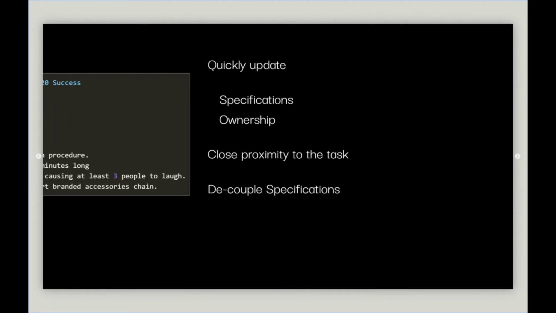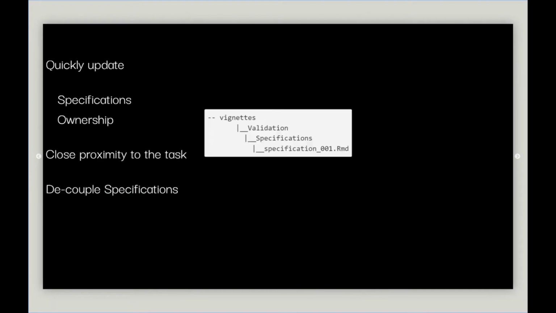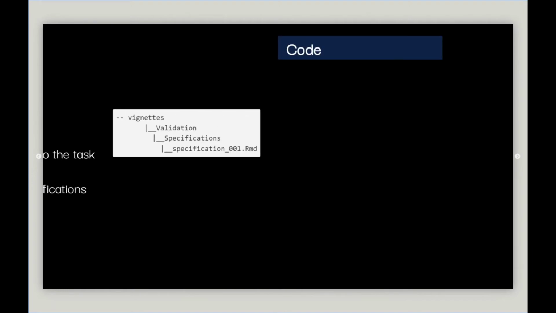So you are able to separate out step 1, which is importing the data, versus step 15, which is processing data in some way. And so these will live within your R package, as I mentioned earlier. So you're going to create two new folders, the validation folder under vignettes and the specifications folder under that validation folder. And you're going to number them specification 001.Rmd up to however many specifications you have.